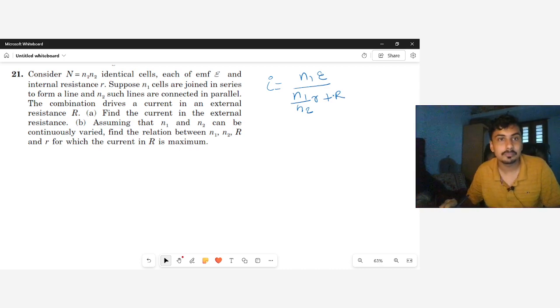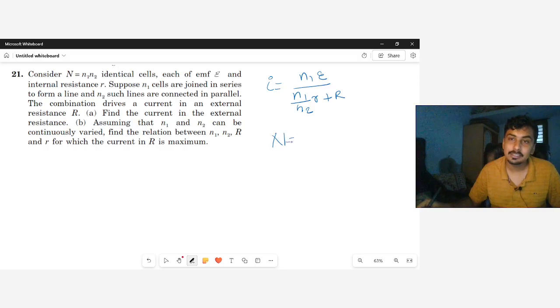So now we have to find for what relation this is maximum, and here actually it's a bit tricky question. I tried to do it. I mean, the only thing is if you know this, then you can easily do it. But you know that this is a constant.